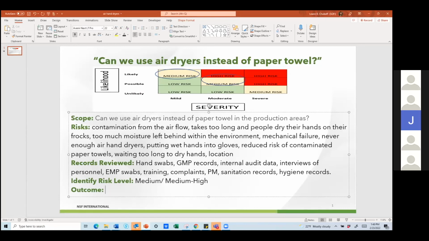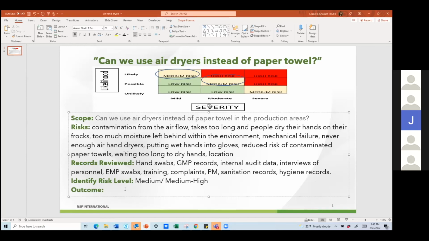And like our contributor earlier said, maybe there's some with the HEPA filter, and it's not so much the air blowing out, but air blowing into the environment. That would be our outcome. So now what we've identified is all of these potential risks: people not washing their hands, the airflow contamination. So looking at all these potential risks, the records reviewed, and the location, what would be your outcome?